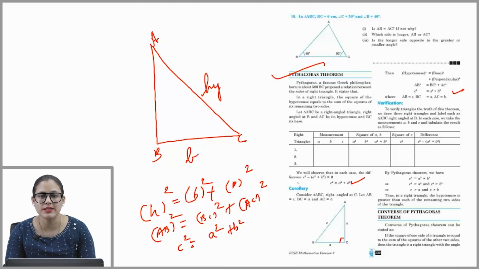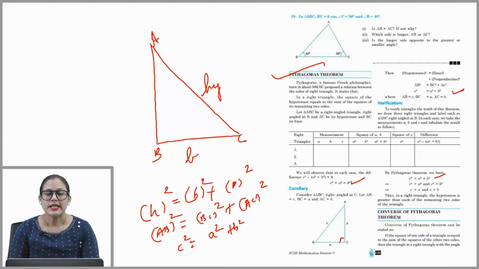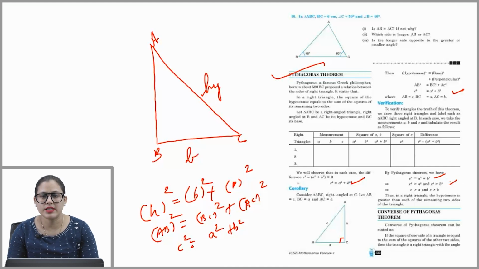To verify the truth of this theorem, we draw 3 right triangles and label each as triangle ABC, right angled at B. In each case, we take the measurement of ABC and calculate the result as follows. By Pythagoras theorem, we have c square is equal to a square plus b square. c square is greater than a square, and c square is greater than b square. c is greater than a and c is greater than b. Thus, in a right triangle, the hypotenuse is greater than each of the remaining two sides of the triangle.